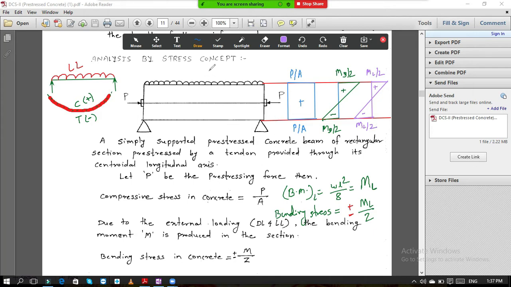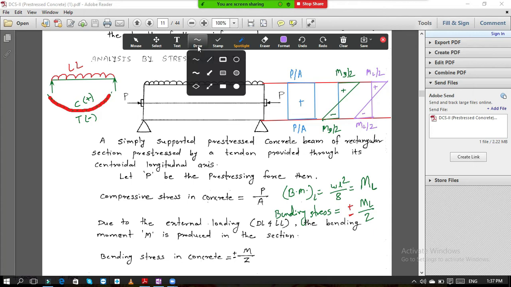So hope you understood this. What are these diagrams? This is the direct stress. This is the direct stress due to this pre-stressing force P. This is the bending stress due to dead load. MD by Z means dead load. And this is the bending stress due to the live load.